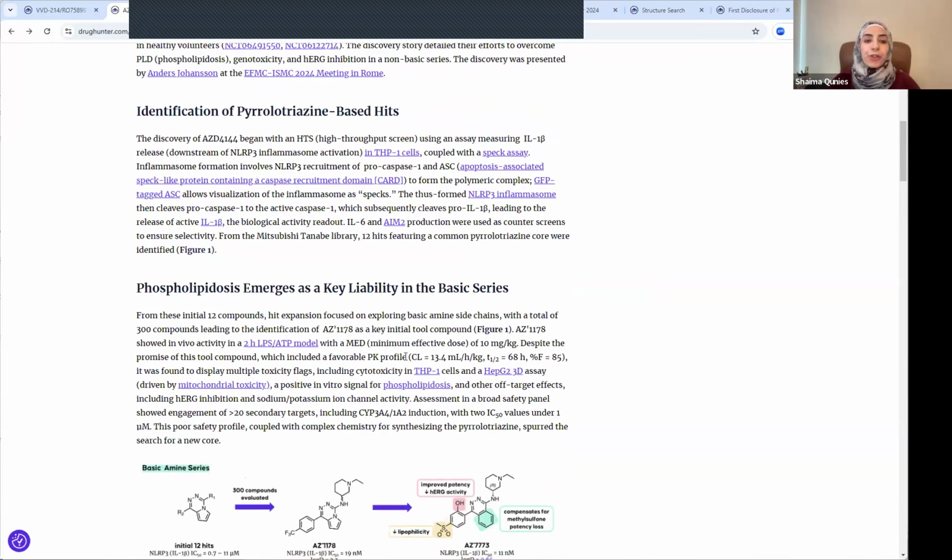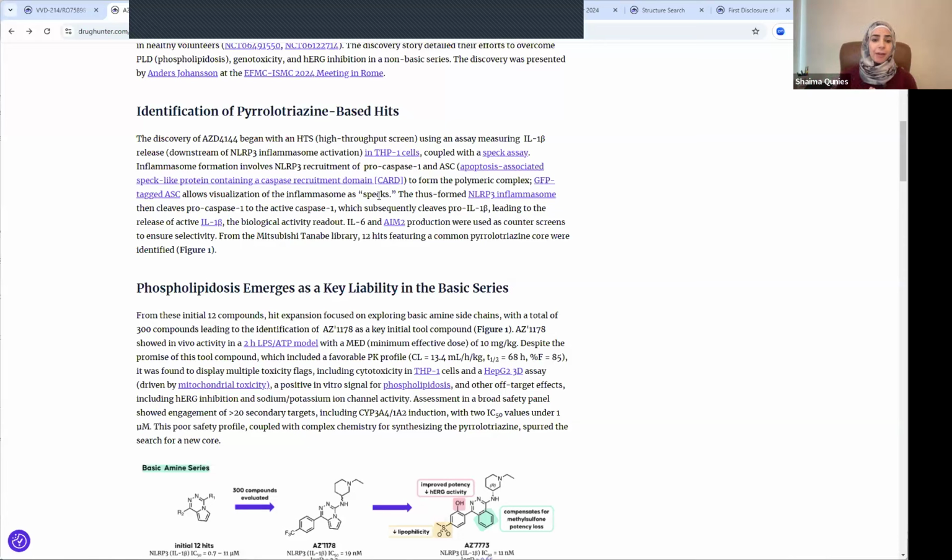So we also make sure to cover the hit identification process in detail: what technologies the company has used, what assays they have applied during the hit identification process, and any relevant biological information that the reader might need to understand the story of hit identification. For example, in AZD4144, they have used the IL-1 beta assay coupled with the SPEC assay.